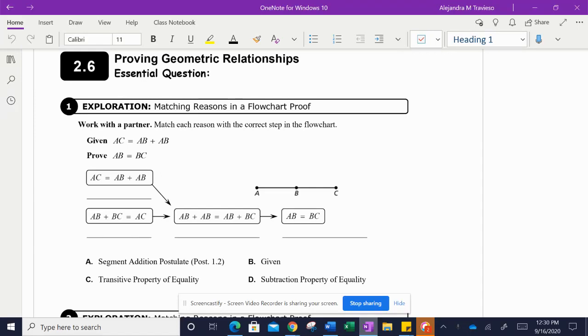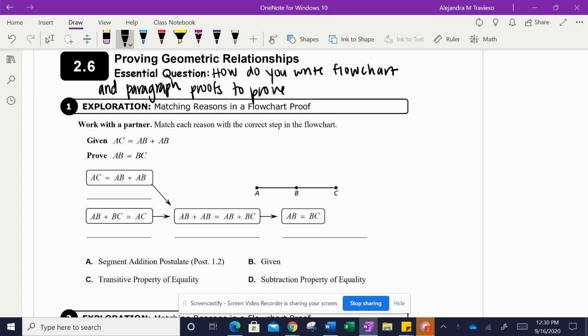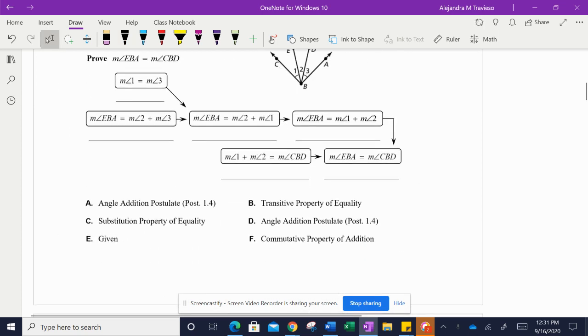Okay, we're going to be doing 2.6, proving geometric relationships. Our essential question is, how do you write flowchart and paragraph proofs to prove geometric relationships? So do this exploration on your own, come back.